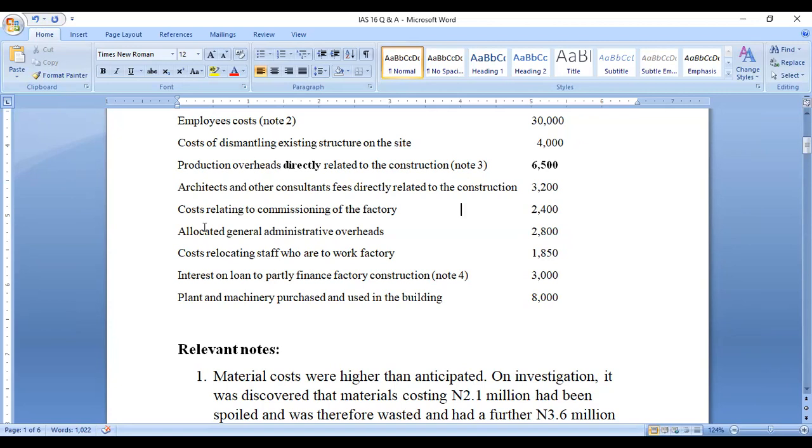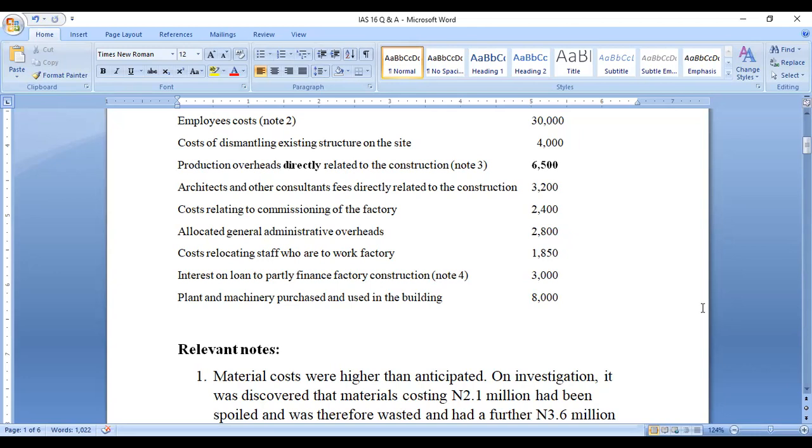Any contrary opinion? Yes, ma'am. Okay, sir, can you hear me? Yes, I can hear you. In my opinion, that cost should not be included in the cost of the factory, because normally if you are working in a factory, you pay your own transport fare to where you are working. And if you are paying your transport fare, it does not have any impact on the cost of the construction of the factory. That is my opinion.